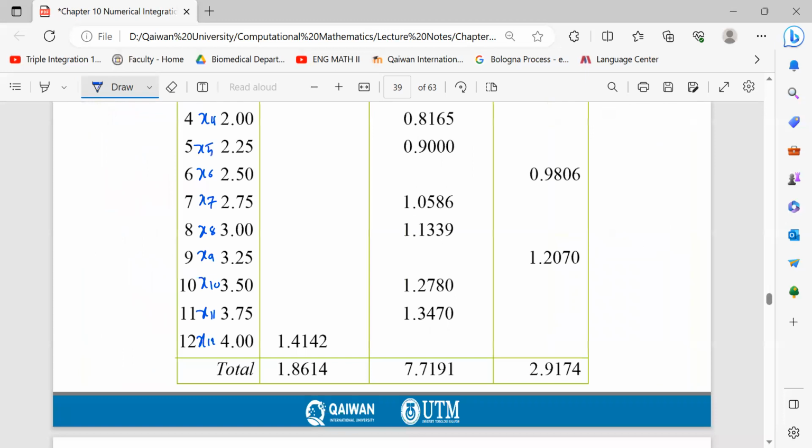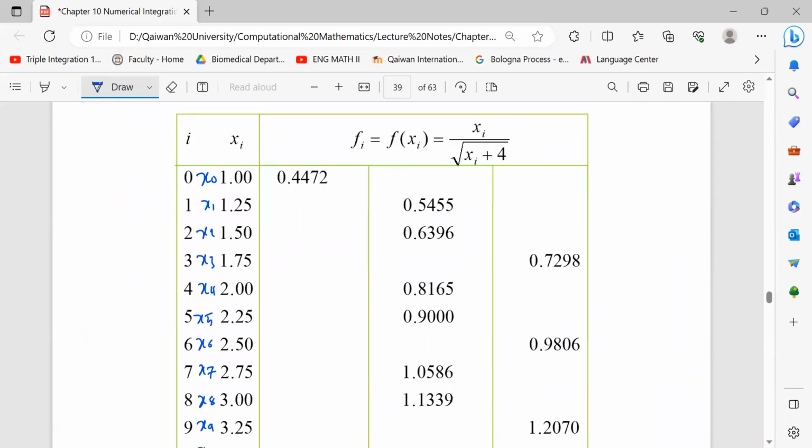That's it. As I said, first and last together. F of 1 is this.